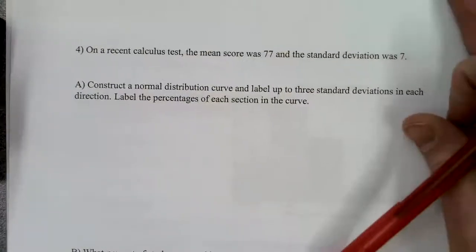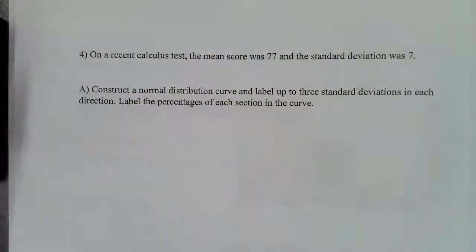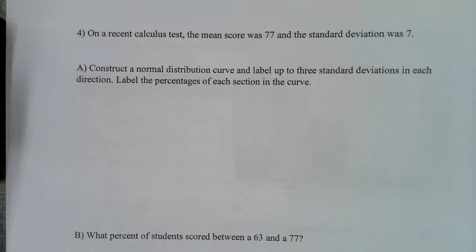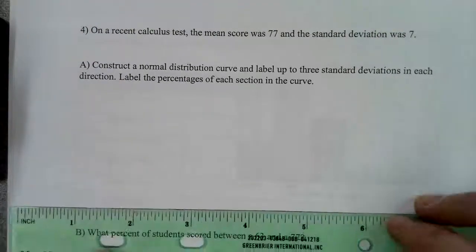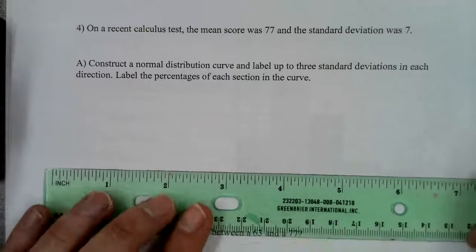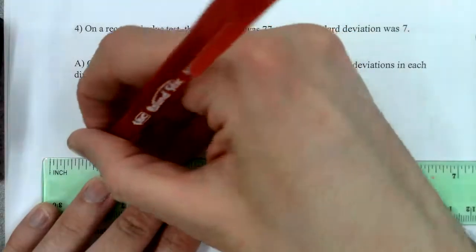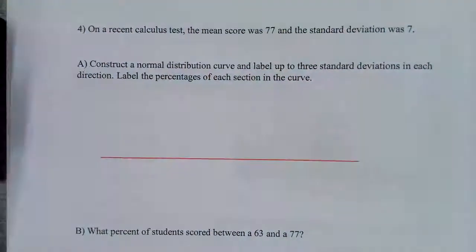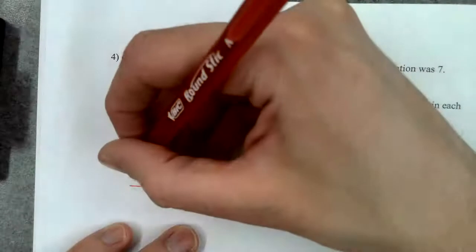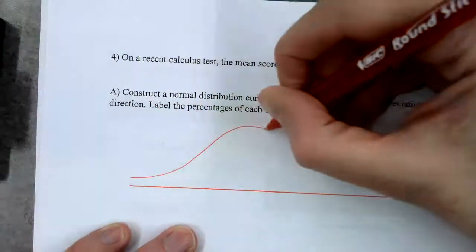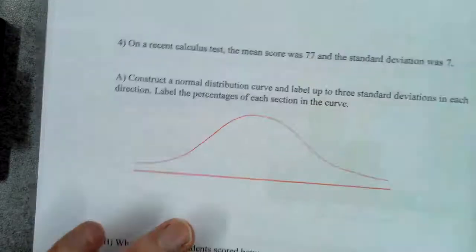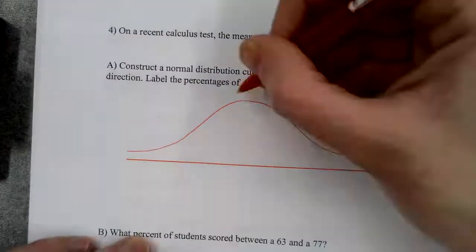Okay, 2 more. On a recent calculus test, the mean score was 77 and the standard deviation was 7. Construct a normal distribution curve and label up to 3 standard deviations in each direction. All right. Let's draw our curve. Perfect. The average, or the mean, is 77. That goes in the middle.